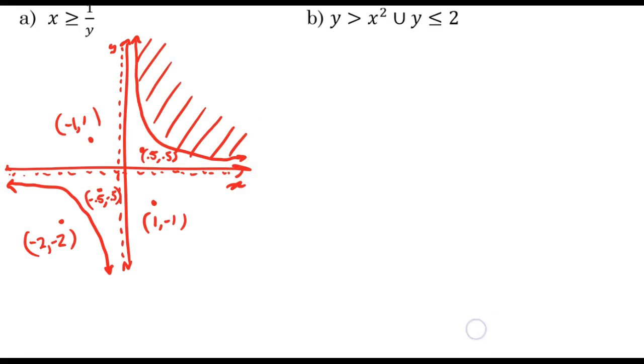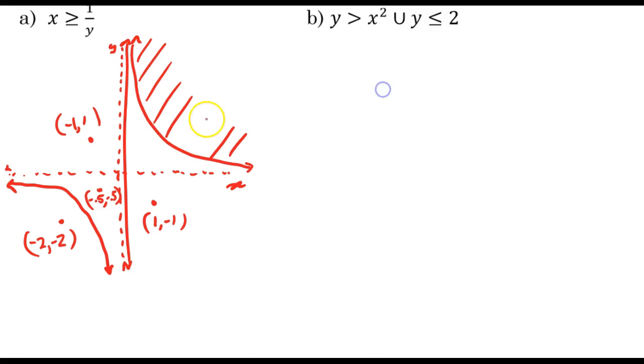Now, what about 0.5, 0.5? Is 0.5 greater than or equal to 1 over 0.5? 1 over 0.5 would be 2, and a half is not greater than or equal to 2. So this region here, between the asymptotes but under the curve, is not included. Now just because, oops, oh dear, hang on. Still getting used to the pen here a bit, I'm afraid. Just because one side of the line is included doesn't mean the other side won't be.